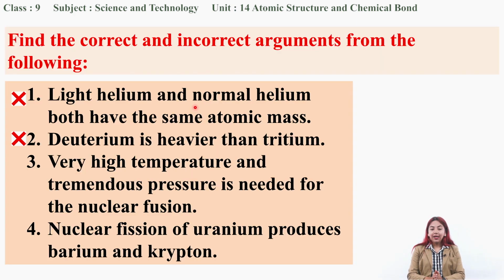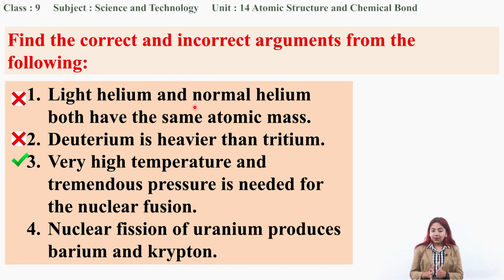Now statement 3: very high temperature and tremendous pressure are needed for nuclear fusion. Is this true? Yes, it's true, because as I mentioned earlier, the nuclear fusion reaction happens in the core of the sun, where there are temperatures of millions of degrees centigrade and a tremendous amount of pressure. Due to those conditions, nuclear fusion is possible. So statement 3 is correct.